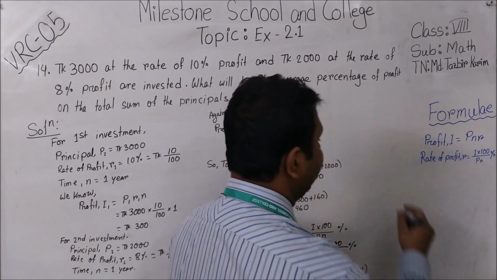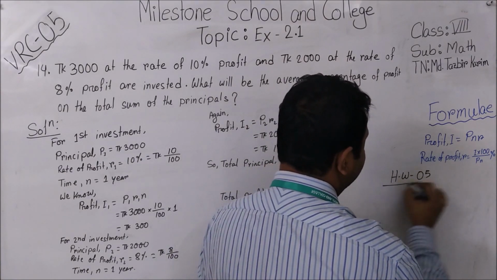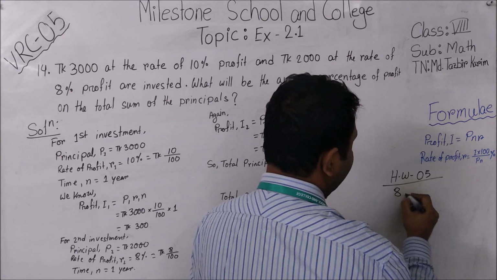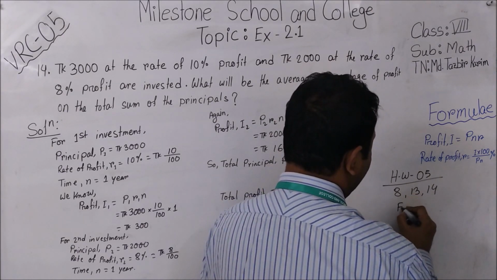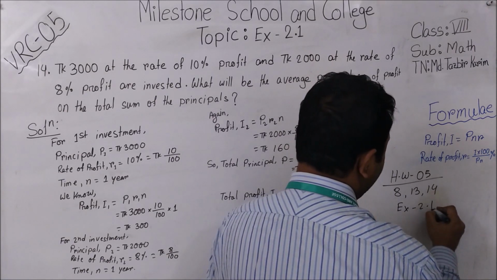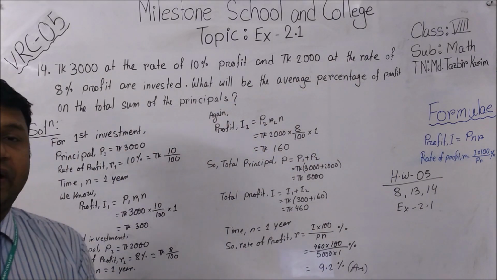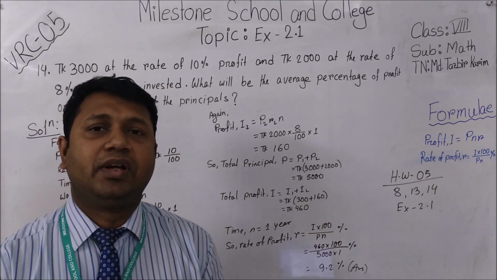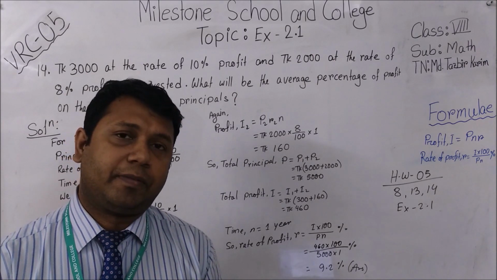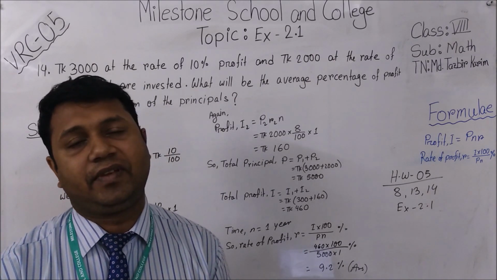Understand? So the SW number 5 is 8, 30 and 40 of exercise 2.1. The math we solved today, that is your homework. So practice them as much as you can. Inshallah, if you practice them, if you get this problem in your examination, it will be easier for you.